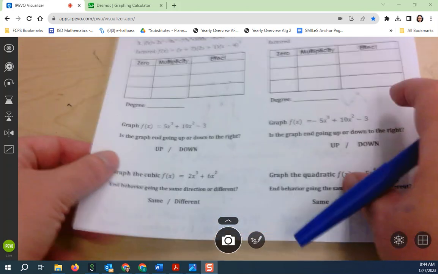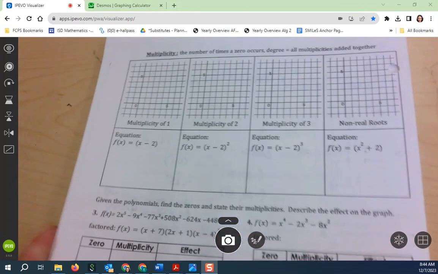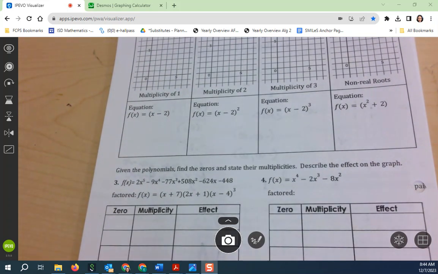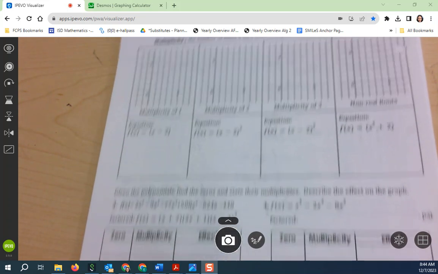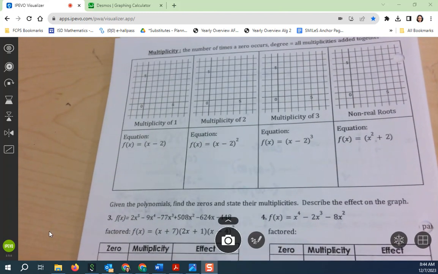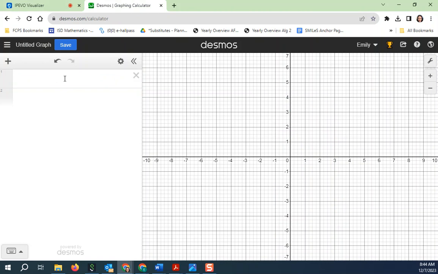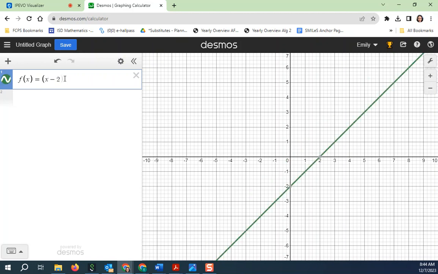All right, other side. Multiplicity. Okay. We're going to graph these really quickly. I'll let you watch my graph, or you can graph it on your own, but if you want to, you can just watch. f of x equals x minus 2 creates a line, and 2 is a 0 with multiplicity of 1, and it looks like this.